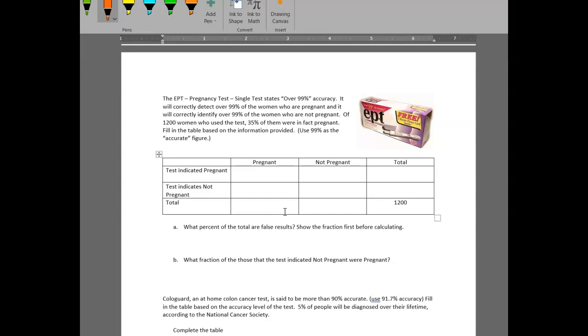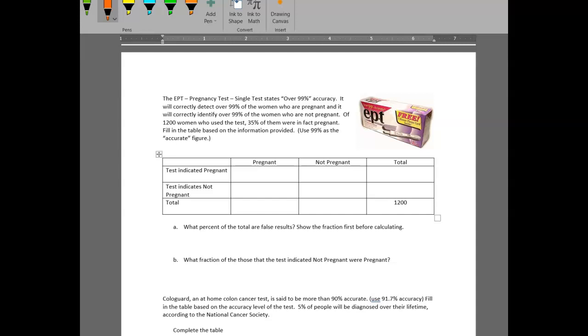Of 1,200 women who used the test, 35% of them were in fact pregnant. So the test is only telling us something after it's known that a person is either pregnant or not pregnant. Since this indicates over 99%, we can't use a number greater than 99%. We don't know exactly what it is, so for our calculations we're just going to use 99% as the accuracy level of the test.